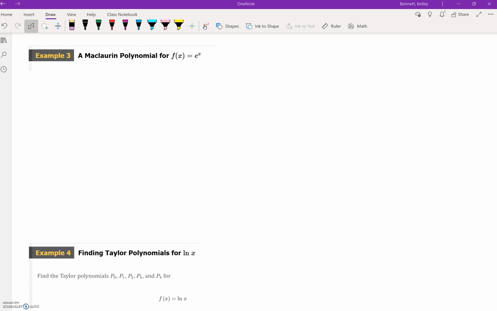So in the next example, we'll do a Maclaurin polynomial for e to the x. So in general, just like for general value n, right? So for some arbitrary n, what we're really looking for is just p sub n.